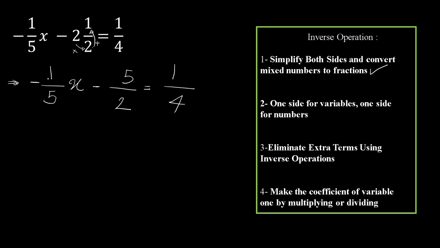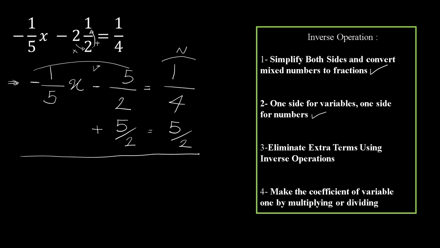Next part, one side for variables and one side for numbers. Again, this side for variables and this side for numbers. It's totally up to you. Specifying extra term. Do I have any extra term? Yes, here 5 over 2 is an extra term because on this side I want only variables. So how can I remove that? By adding 5 over 2 to both sides.